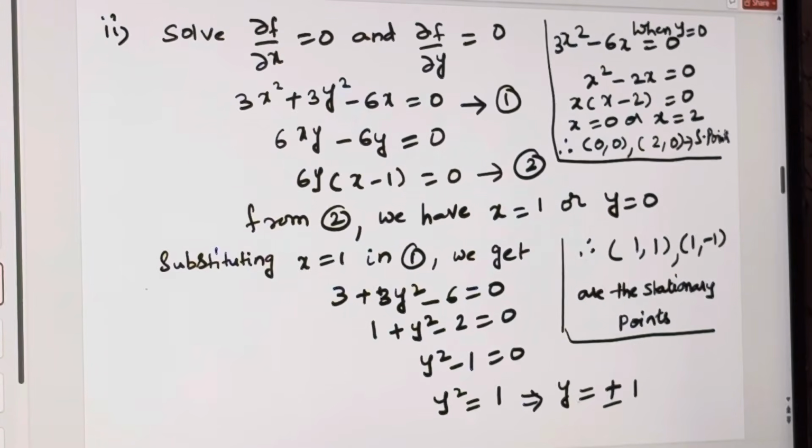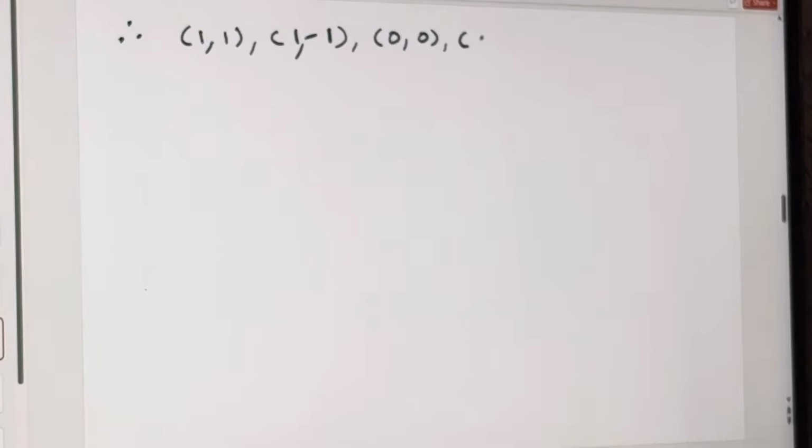Okay? So put together how many stationary points you got for this particular example? You got 4 stationary points. What are the 4 stationary points? 1 comma 1, 1 comma minus 1, 0 comma 0 and 2 comma 0. Okay? So these are your stationary points. So let us proceed further. For your convenience, you can just write it as, therefore, the stationary points which we got are 1 comma 1, 1 comma minus 1, and then 0 comma 0, and then 2 comma 0.